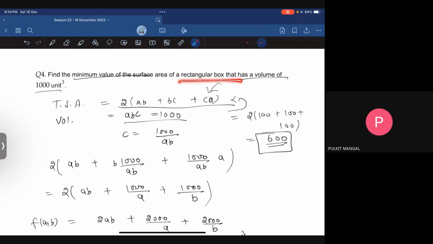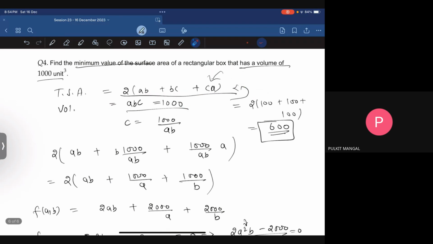The surface area of the box is given as 2 times length times breadth plus breadth times height plus height times length. So we are considering a, b, c as the length, breadth, and height of my box. abc is given as 1000, and with respect to this condition, we want to minimize this. First we apply the condition to convert any one of my variables from here.